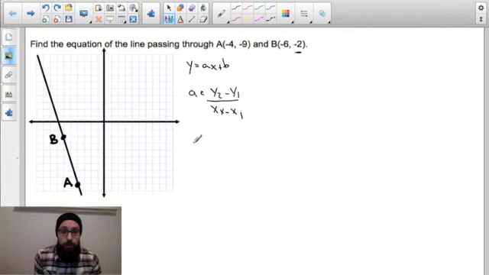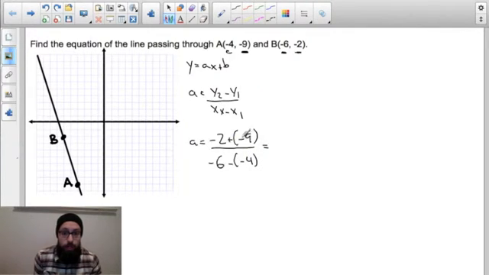So let's make -2 our y2. And if we make -2 our y2, that means -6 has to be our x2. Now we're subtracting, minus. So if this is our y2, then -9 has to be our y1. And if this is our y1, that means -4 has to be our x1.